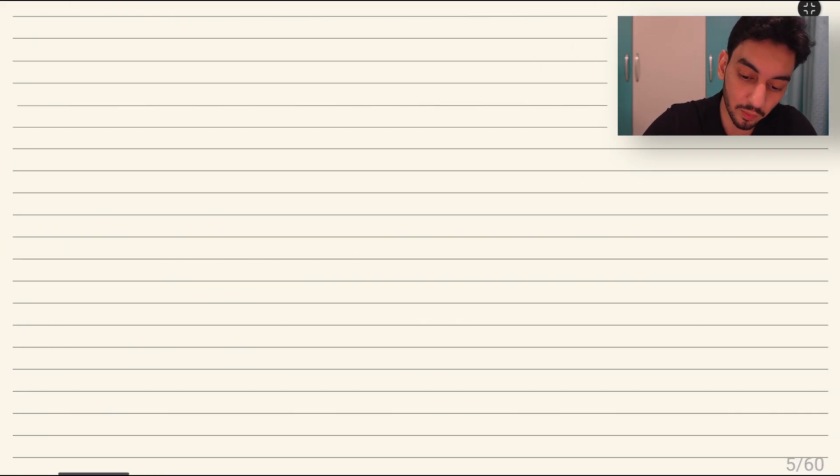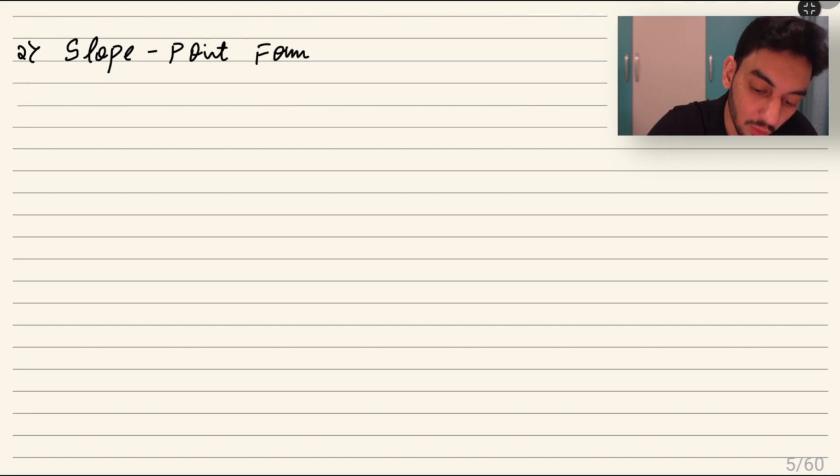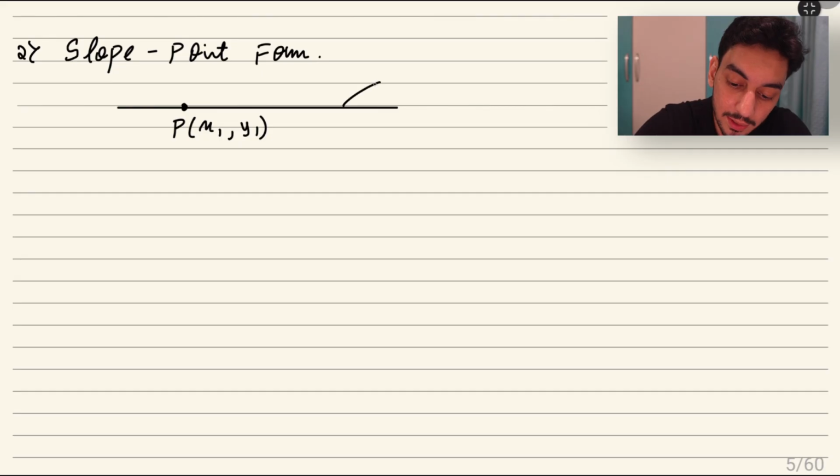Let us move ahead to another form, which is the slope point form. Now, what is a slope point form? Basically, let's say I have a line which is given to me and I have a point on that line. Let's say this is a point P and the coordinates of P is x1 comma y1. Now, let's say I have also been given the slope of the line, let's say it is m.